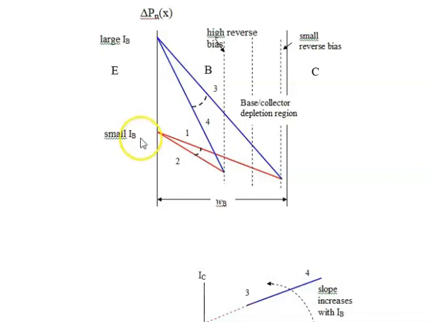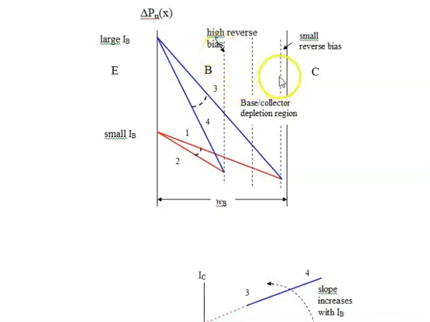And the reason is small IB would say be 0.6 volts forward bias. The large IB point up here would be 0.8 volts. That's only 0.2 volts difference between here and here, 200 millivolts. Whereas the difference between a small reverse bias would be, say, a volt, and a high reverse bias would be, say, 10 or 20 volts.